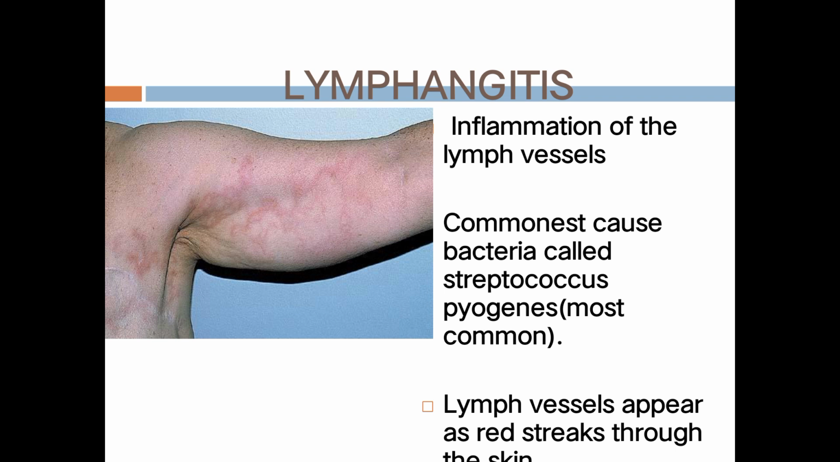Lymphangitis, inflammation of the lymph vessels, is most commonly caused by bacteria called Streptococcus pyogenes. Lymph vessels appear as red streaks through the skin. So it looks like veins that have turned red.